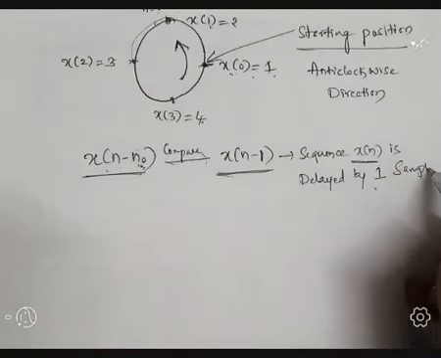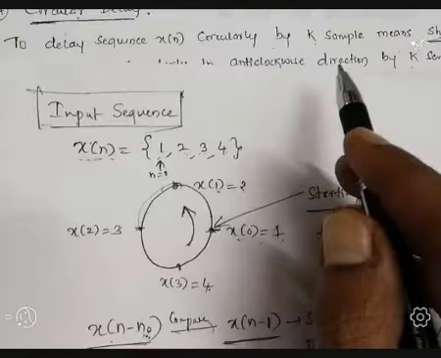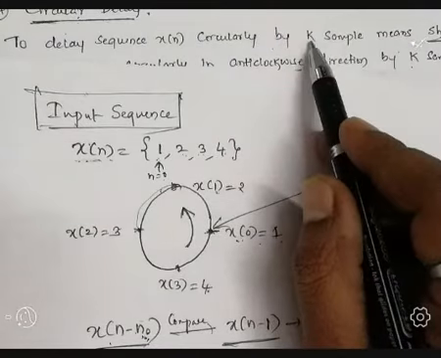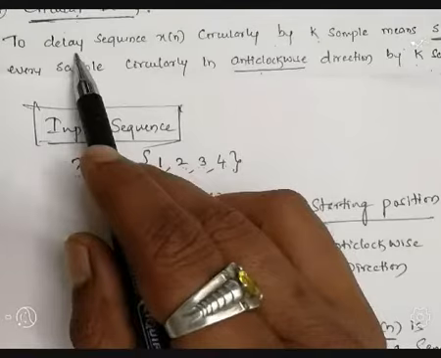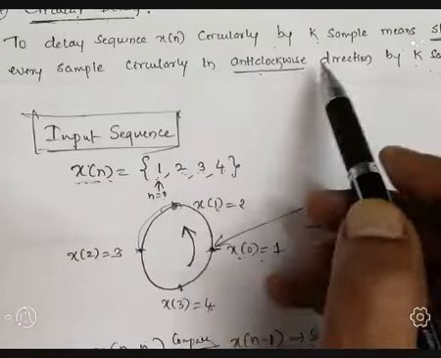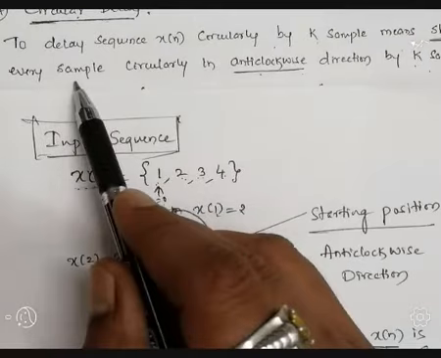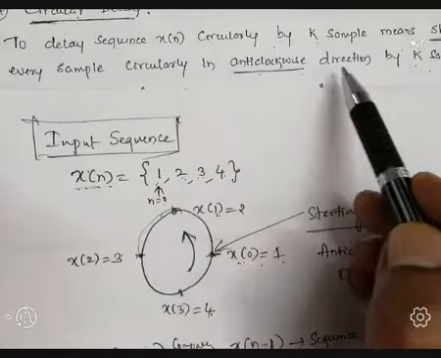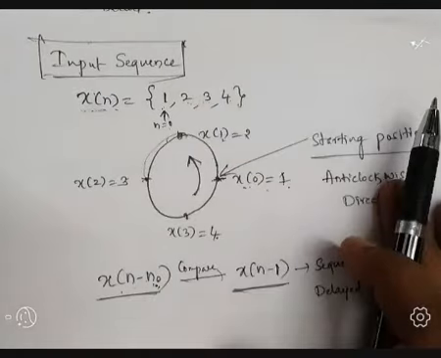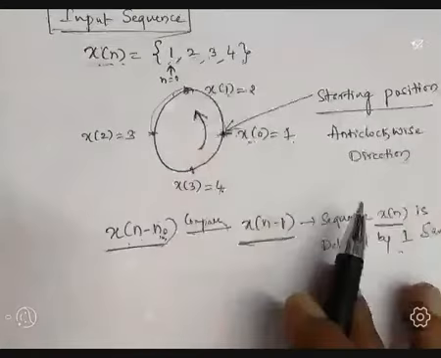As per the statement of the circular delay, in place of k, 1. Delaying the sequence x of n circularly by one sample means shifting every sample circularly in anti-clockwise direction by one sample. So this sample is shifted to here.